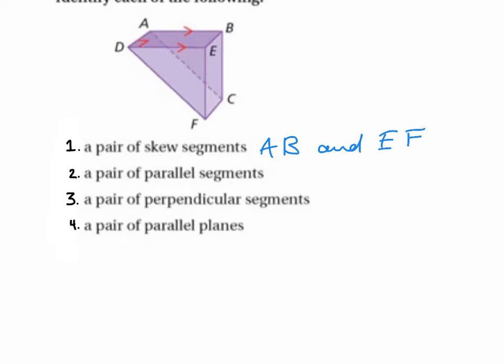Number 2, what's a pair? What was that? DF and what else? AB. Yeah, those would be skew. What's a pair of parallel segments here? AB and DE. Perfect. What's a pair of perpendicular segments? FE and DE. Yep, that works.